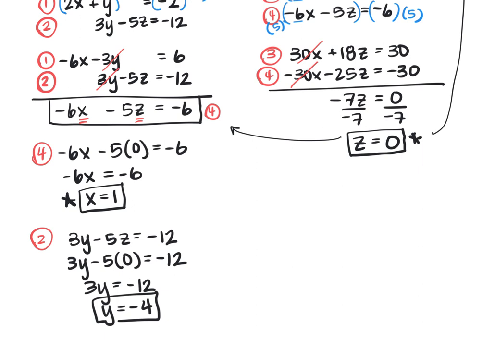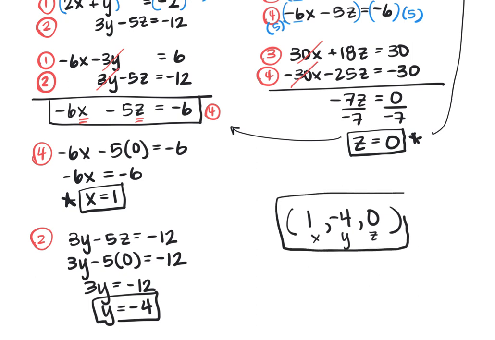So my final answer is the ordered triple. Remember, we list our x, our y, and z here. So x is positive 1, y is negative 4, z is 0, and this will be the solution to our system of equations.